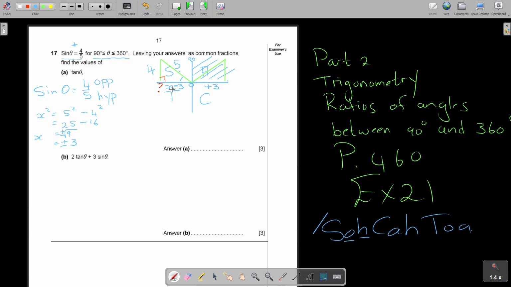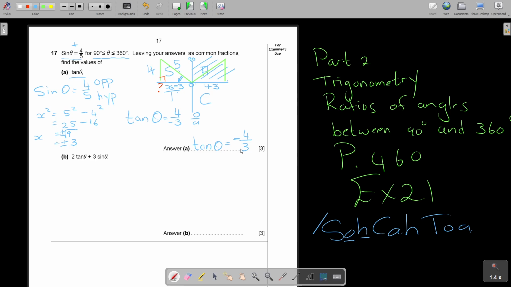Now, what does tan stand for? Because they want tan theta. Tan is going to be opposite over adjacent. Again, you stand here, so opposite over adjacent. So it's going to be 4 over -3. And you can write it as tan theta equals, you can put the negative in front, -4 over 3. Okay, and that's how you do it. Don't work out theta. They want the ratio.